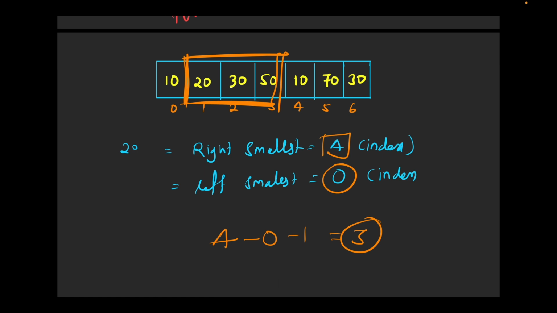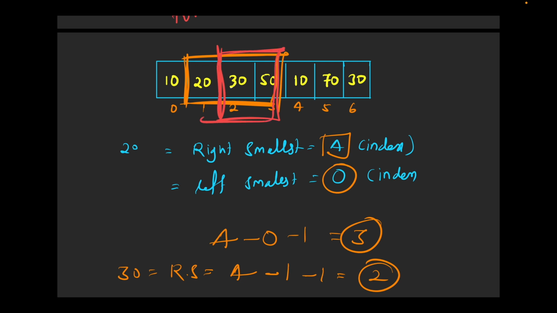Now let's suppose I want to figure this out for 30. For 30, which one is the right smallest? It is at index 4, because 10 is smaller than 30. Now which is the left smallest for 30? It is 20, which is at index 1. So 4 minus 1 minus 1, which is nothing but 2. So I can simply say that 30 is smallest for a window size of 2.